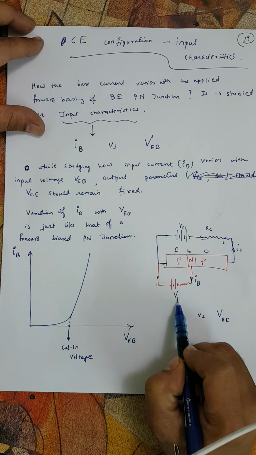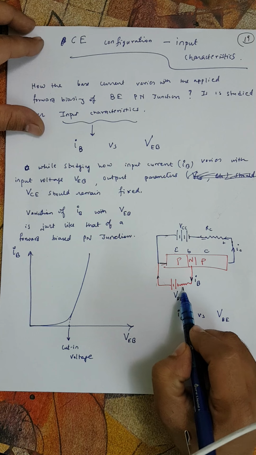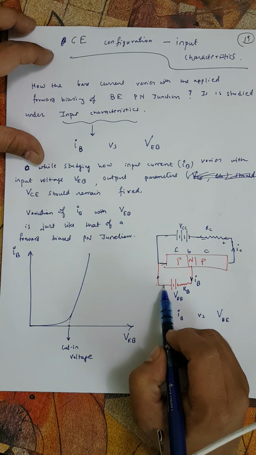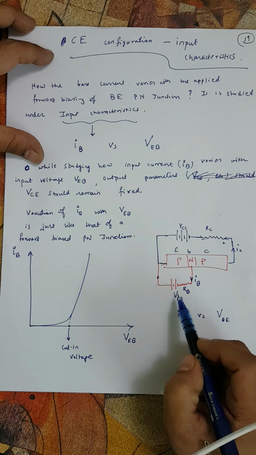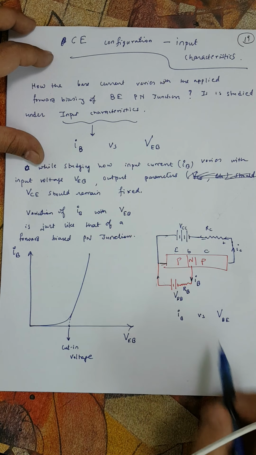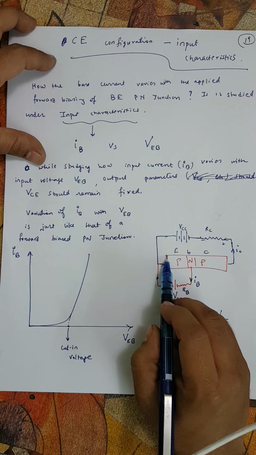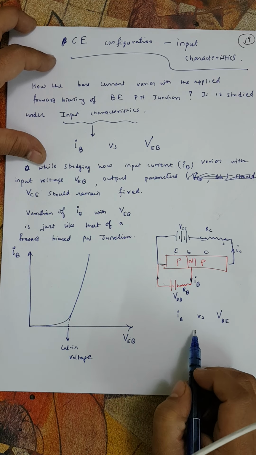Obviously when we increase the voltage of this battery here, VBB, some part of that voltage is dropped across this external resistor, which we are calling RB. But some part of the voltage will come across the emitter base also, and as we keep on increasing VBB, the voltage across the base emitter will also increase. So how this base current changes depends on the potential difference across the emitter and base. That is called the input characteristic.